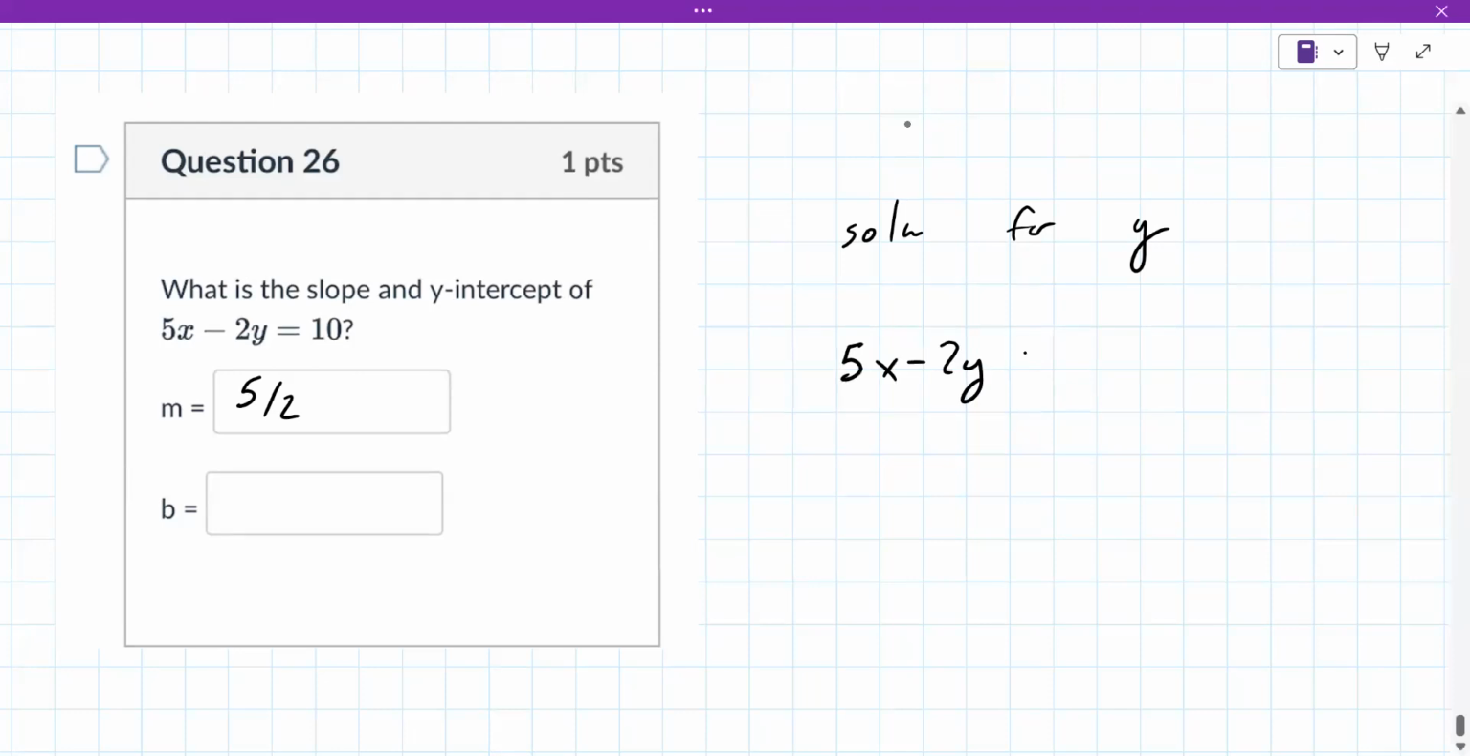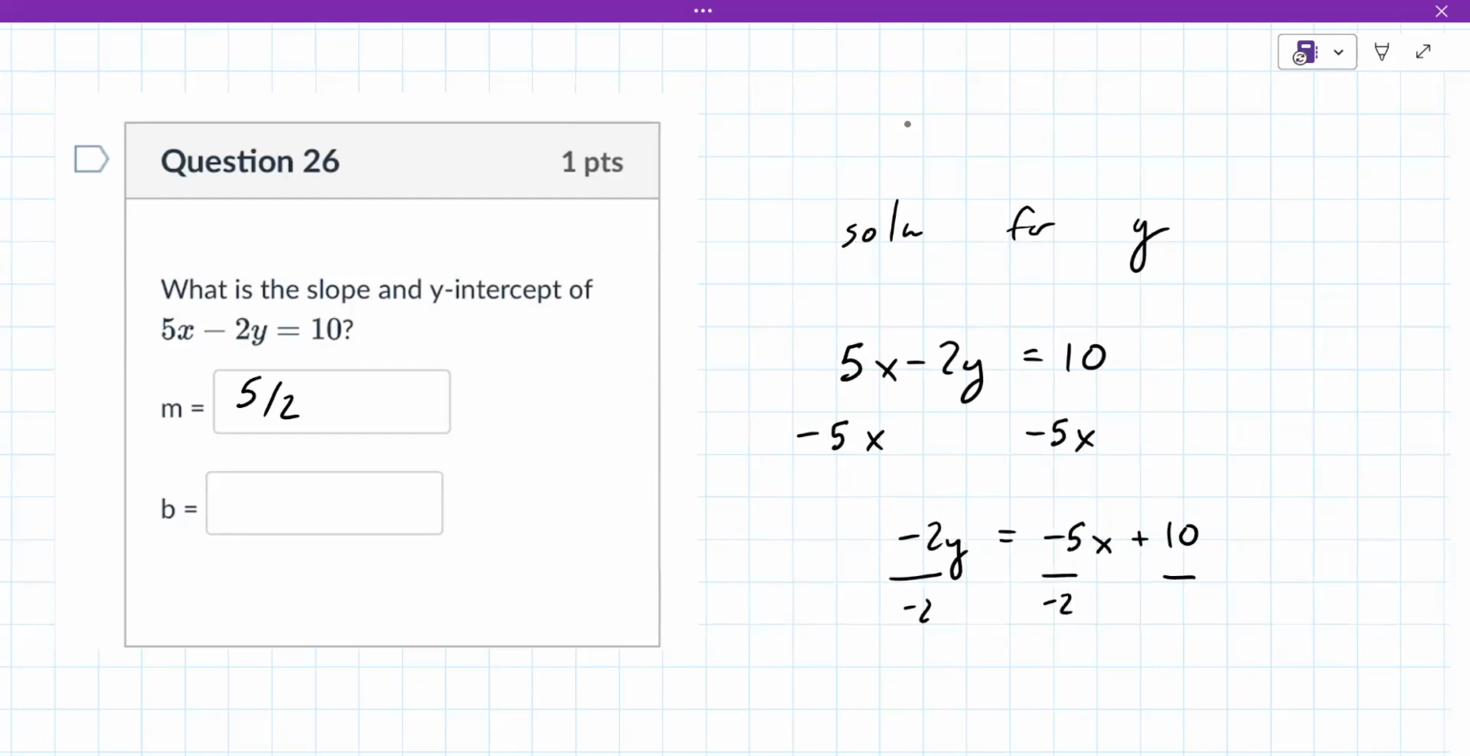Okay, so I'm going to solve this for y. Subtract 5x from both sides. -2y equals... Divide everything by -2. y equals 5/2 x minus 5. So yes, the slope is 5/2. The b is the other number. You have to solve for y.